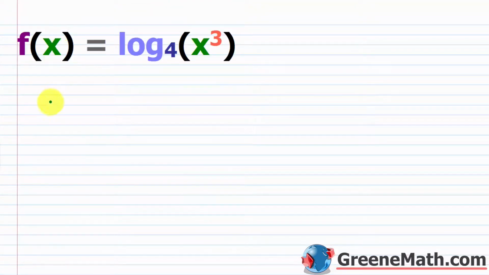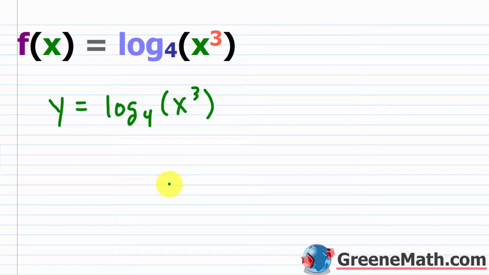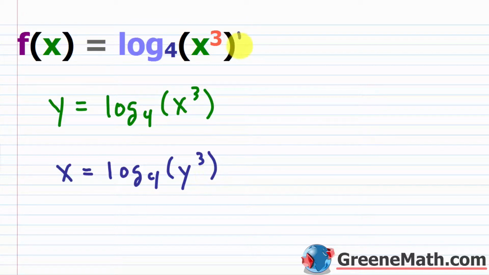So I'm going to replace my f of x with y. This equals log base 4 of x cubed. And again, I'm going to swap x and y. So I'm going to put x is equal to log base 4 of y cubed. And now I just want to solve for y. So again, what I'm going to do here is put it in exponential form.